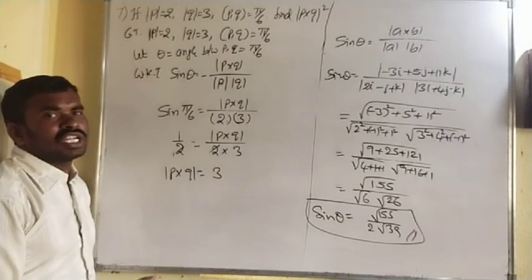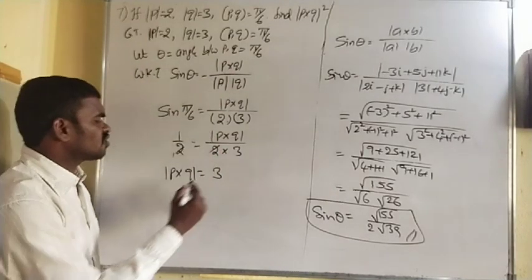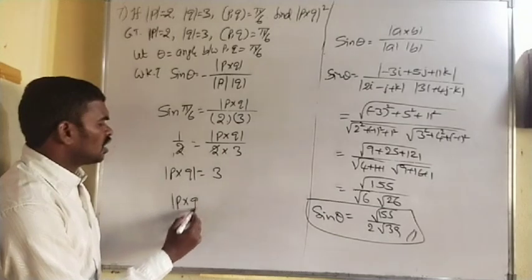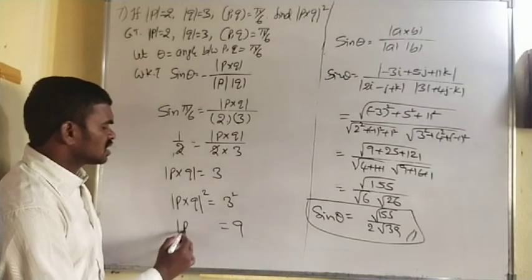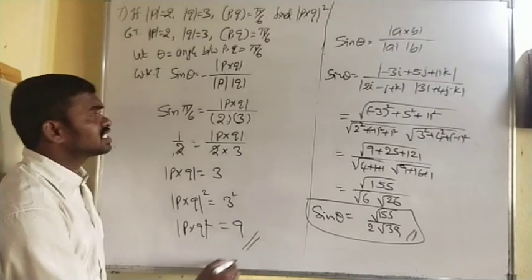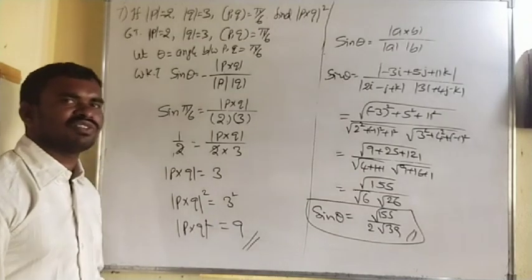But we want modulus p cross q whole square. So squaring on both sides we get modulus p cross q whole square equal to 3 square, which is equal to 9. What is the answer? Modulus p cross q whole square equals 9. Very simple question. Go to the next one.